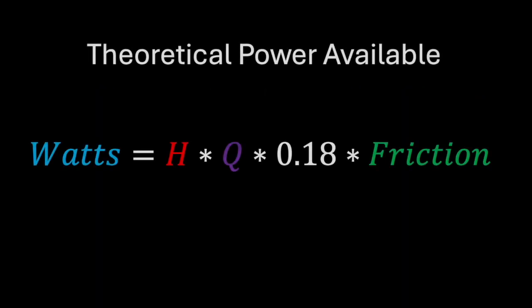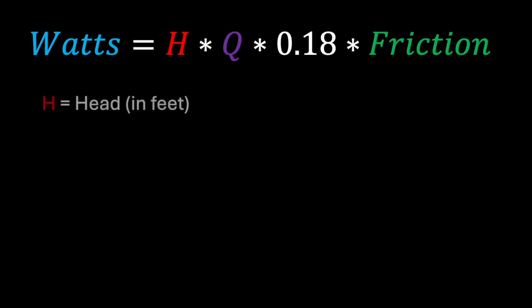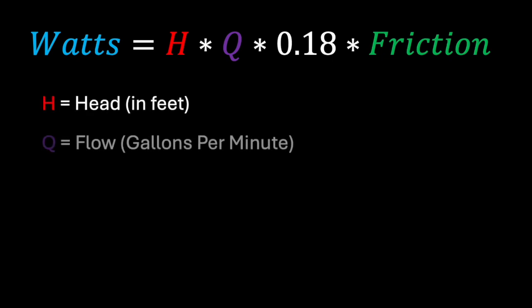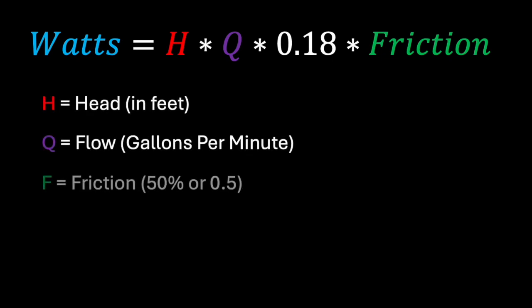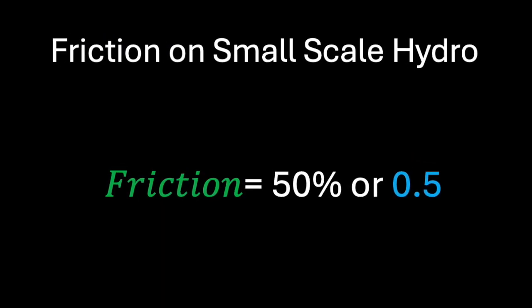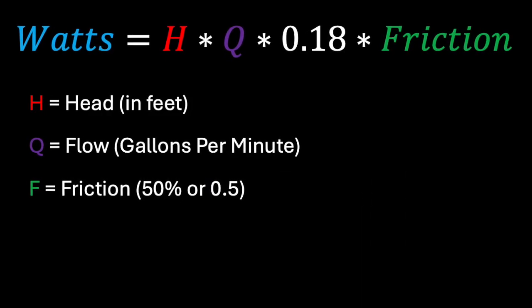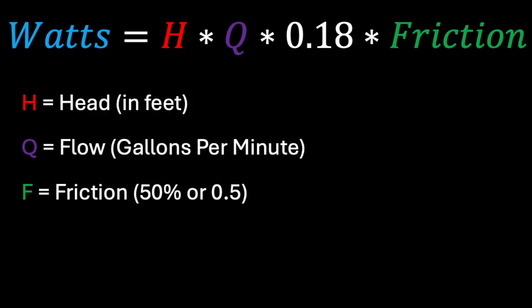The calculation. Once you have found the vertical fall and the flow rate, you can find the theoretical potential wattage or power generation possible for your water source. We will use an efficiency rating of 50% since friction affects small-scale operations more than larger commercial hydroelectric systems. The equation is head in feet times gallons per minute times 0.18 times 0.5. Let's look at an example.